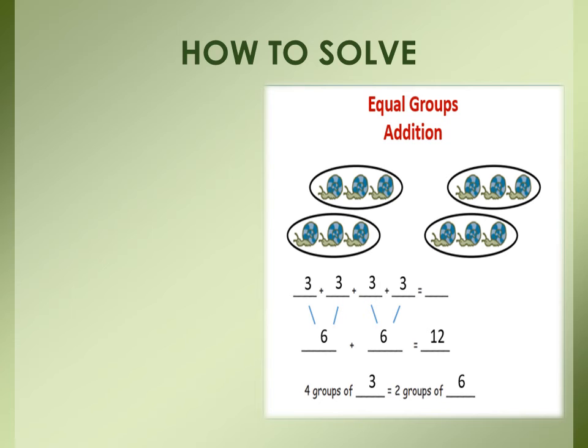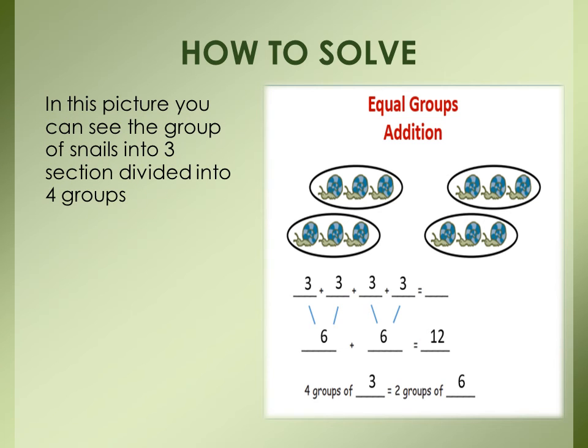Starting from the first group, we have 1, 2, 3. 3 snails in the first group. So we will write 3 on the first blank. 3 snails in the second group. So we will again write 3 in the second blank. 3 snails in the third group. We will write 3 in the third blank. 3 snails in the fourth group. So we will again write 3 in the fourth blank. Now adding, what will we get? 3 plus 3 plus 3 plus 3.